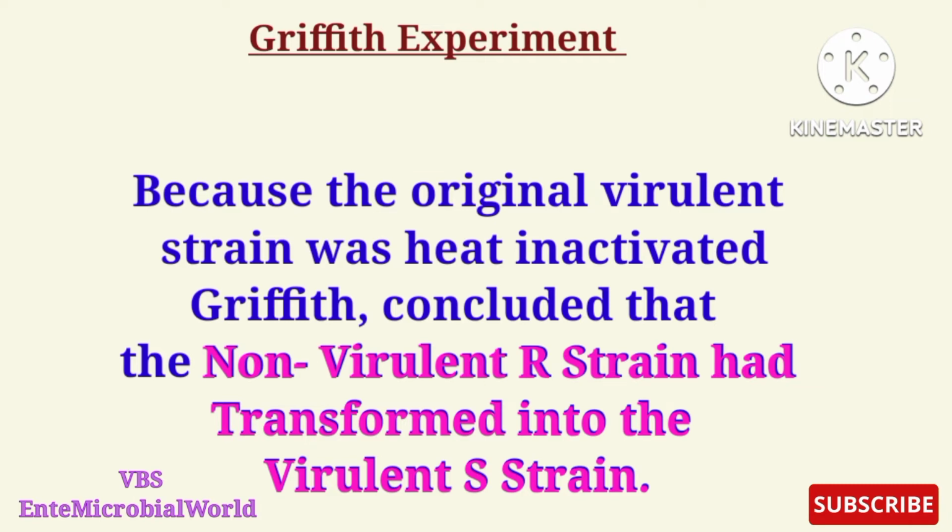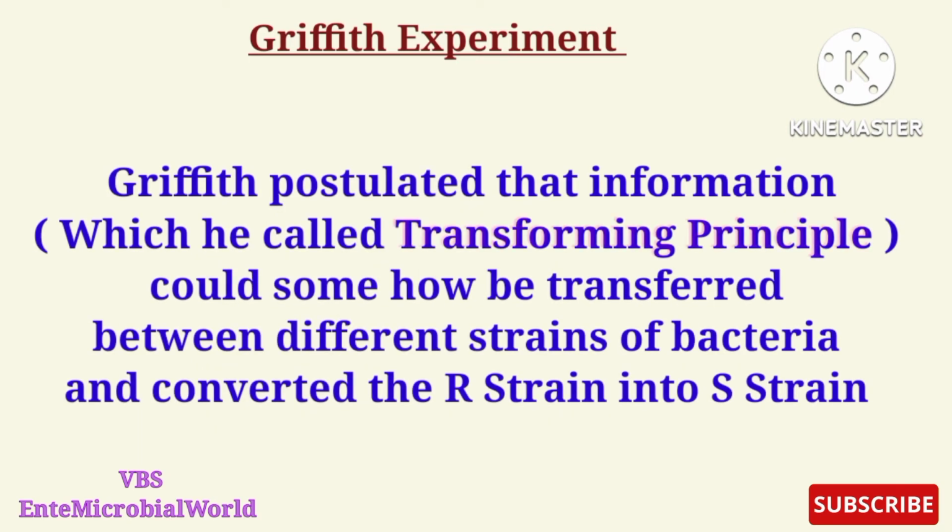Griffith concluded that the non-virulent R strain had transformed into the virulent S strain. Griffith postulated that information, which he called transforming principle, could somehow be transferred between different strains of bacteria and converted the R strain into S strain.